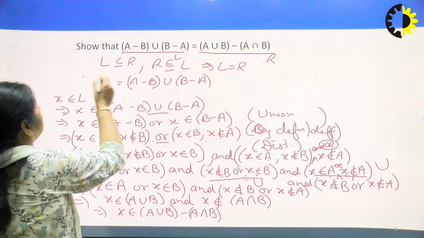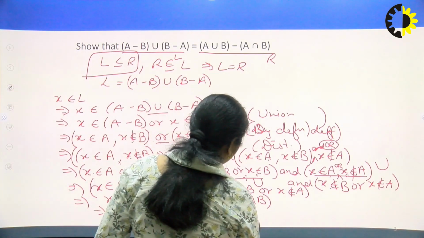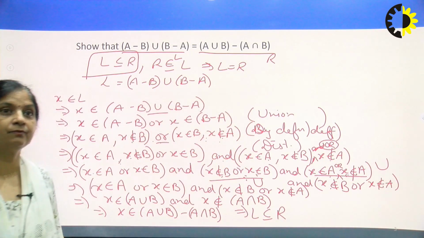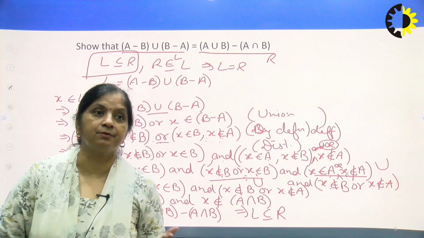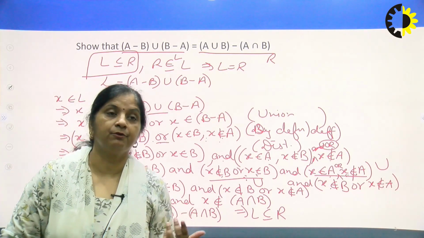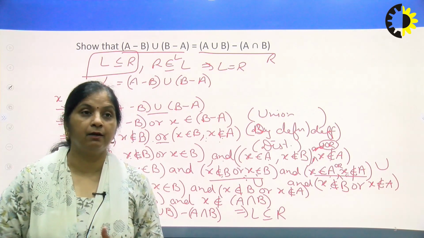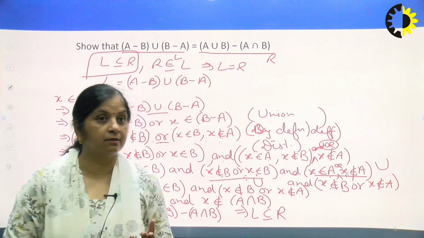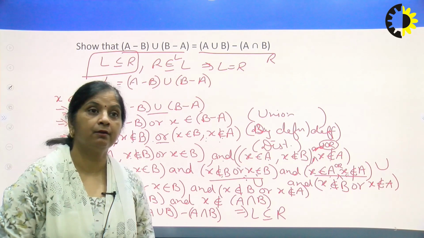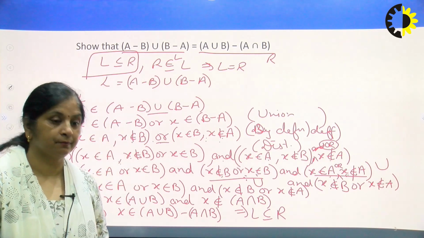So what we have proven? The first part. From here we can say L is a subset of R. And similarly we can prove R is a subset of L by taking the reverse steps. And then when L is a subset of R and R is a subset of L, we can simply say L is equal to R. So this way we can prove our statements given in terms of sets.